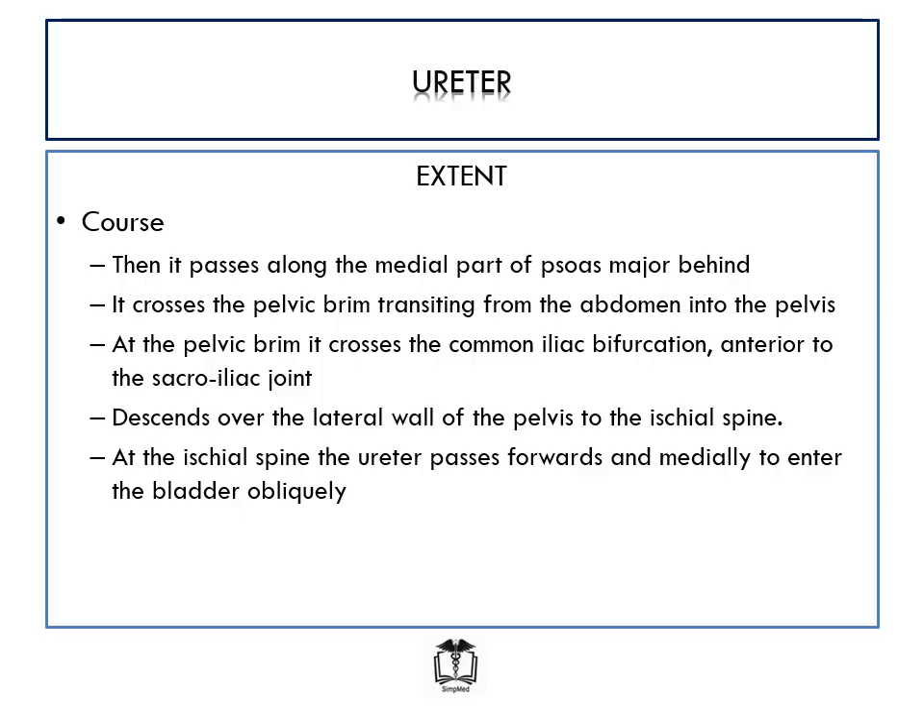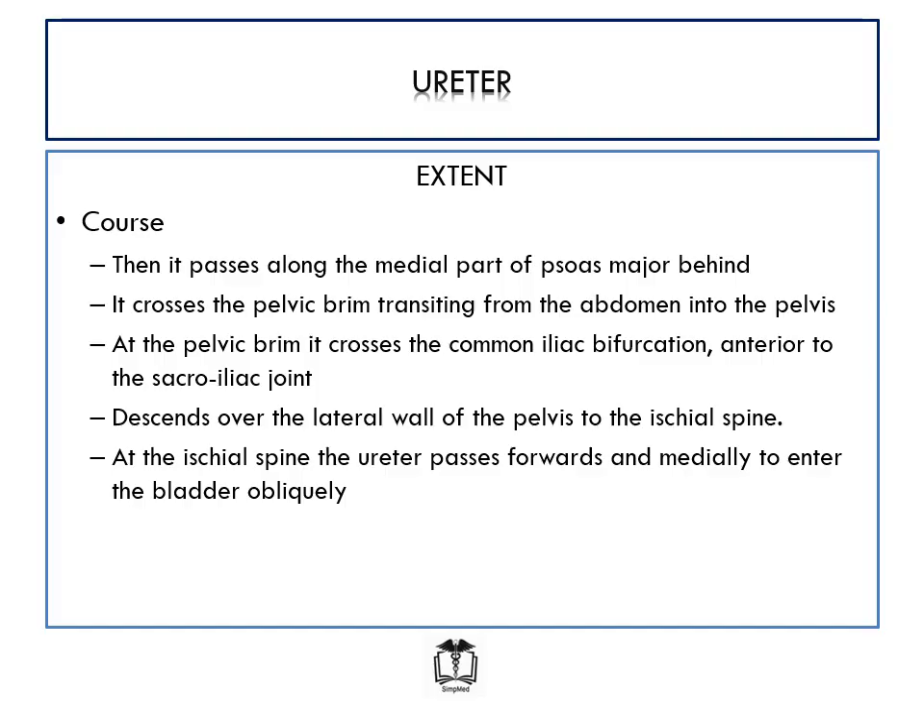As it transits from the abdomen to the pelvis, it crosses the pelvic brim. Remember, the pelvic brim distinguishes between the pelvic cavity and the abdominal cavity. So it crosses the pelvic brim. At the pelvic brim, it crosses the common iliac bifurcation.